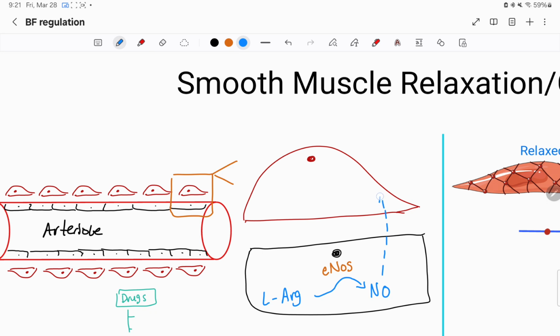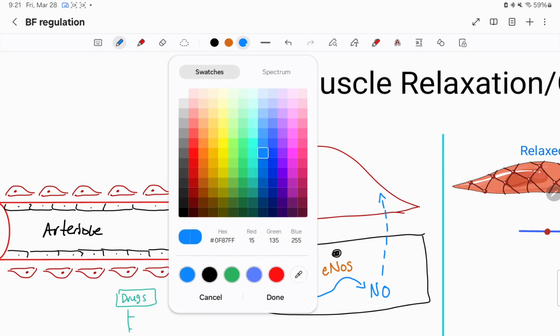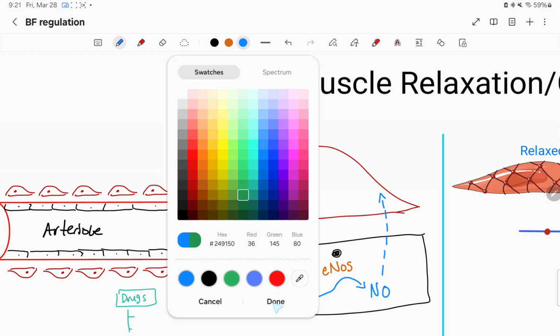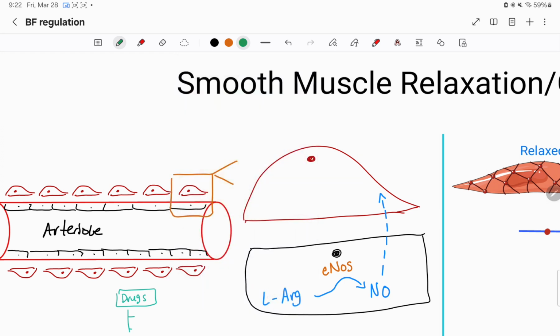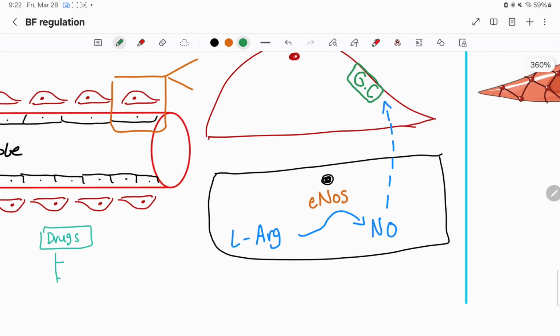And once it does that, it'll come and interact with this enzyme that is present inside of this smooth muscle cell. This enzyme is actually found within the cytoplasm. It is called, and I'm going to abbreviate it here, GC. It's called guanylate cyclase. Okay, so it's called what? Guanylate cyclase. And this should sound familiar to some of you guys if you've heard about adenylate cyclase before. It's a similar concept, really.